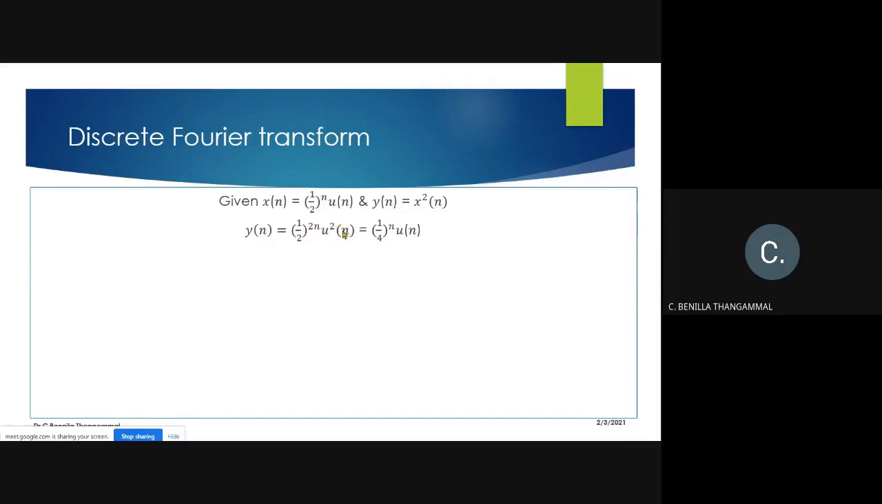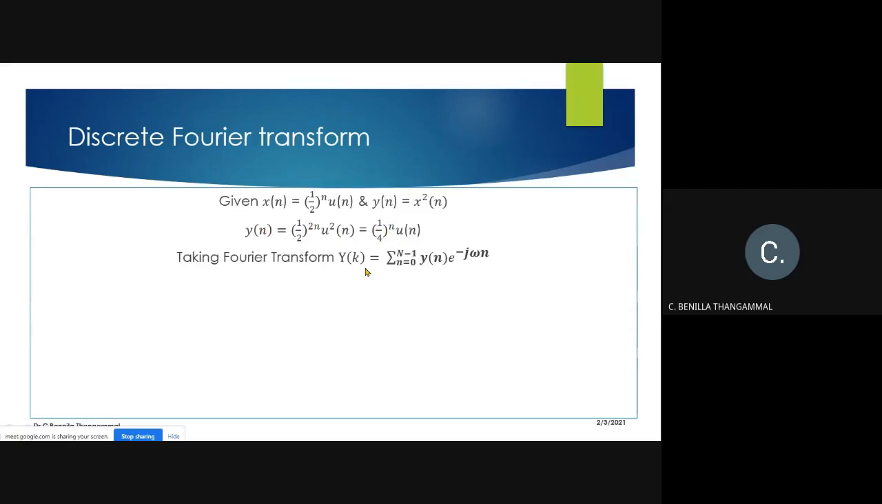So u square is nothing but a unit step. The value will be 1 for n greater than or equal to 0, and 1 square is equal to 1. So you can take u square of n as u of n. And then this 1 by 2 power 2n can be written as 1 by 4 power n u of n. So your y of n is 1 by 4 power n u of n.